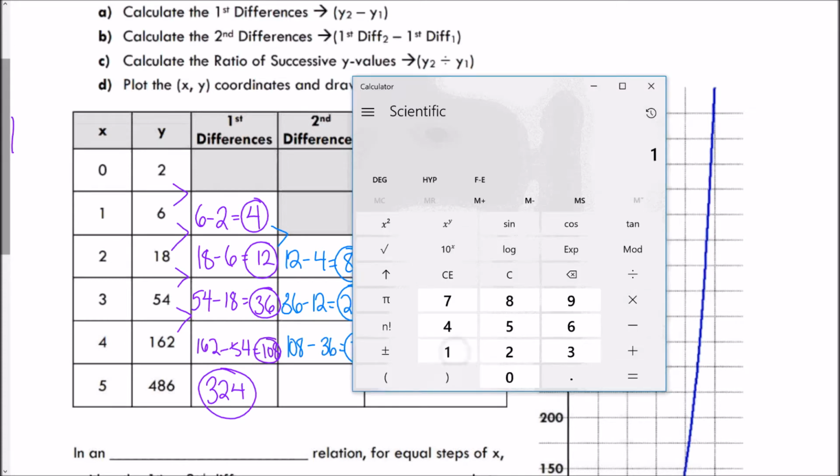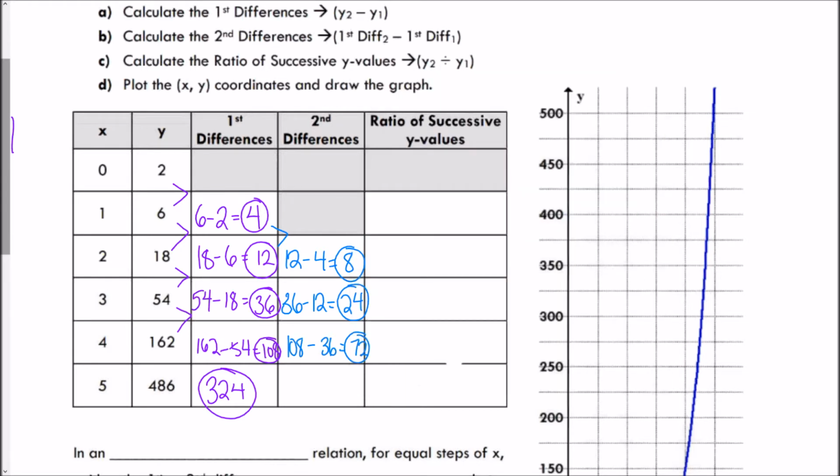Okay, let's just double check. 108 minus 36 gives me 72. Good. And then our last one, 324 minus 108, will give us 216. Okay. So by looking at this right here, our first differences are not constant, so it is not linear. Okay, and we should know that if our first differences aren't constant, then it's not linear. Okay, our second differences are also not constant, so it is not quadratic.